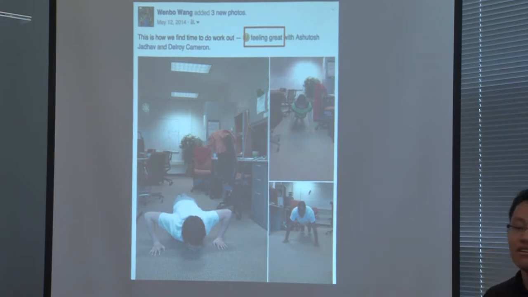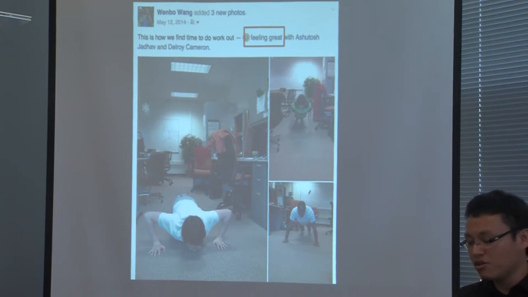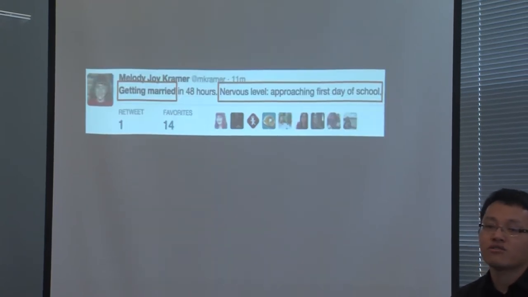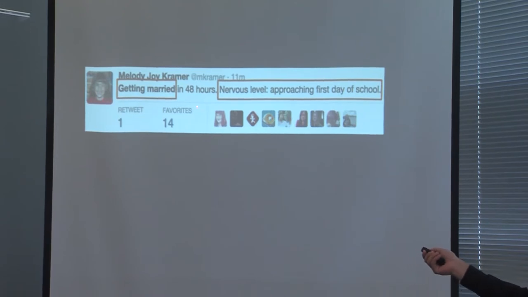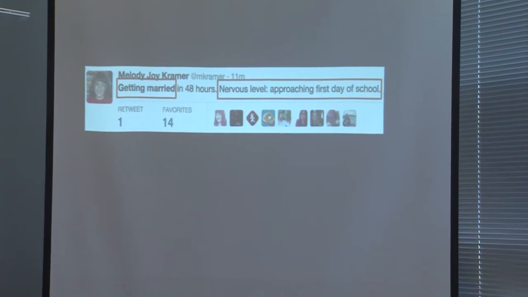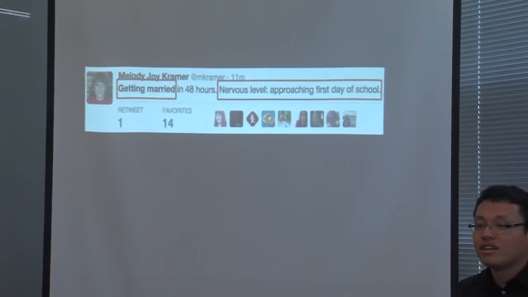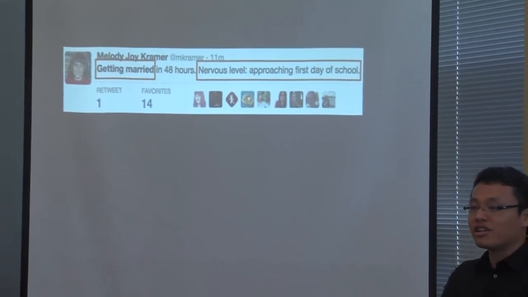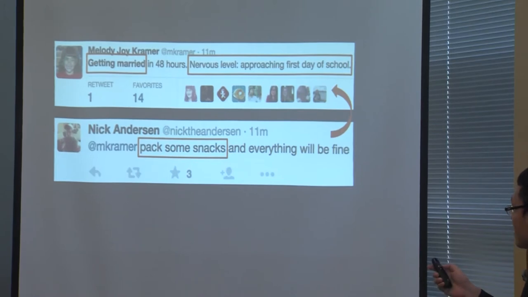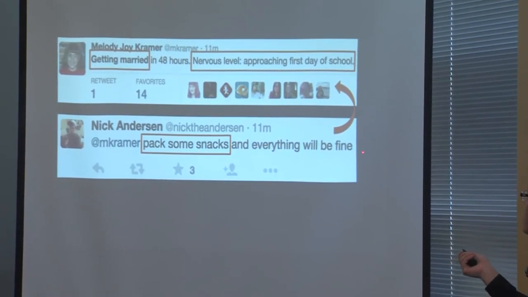Besides the Facebook post, we can also identify emotions from tweets. This lady was about to get married in 48 hours. Nervous level, approaching first day of school. That lady was pretty nervous, right? What was interesting was I found a reply to her tweet. The reply was like this: pack some snacks and everything will be fine.